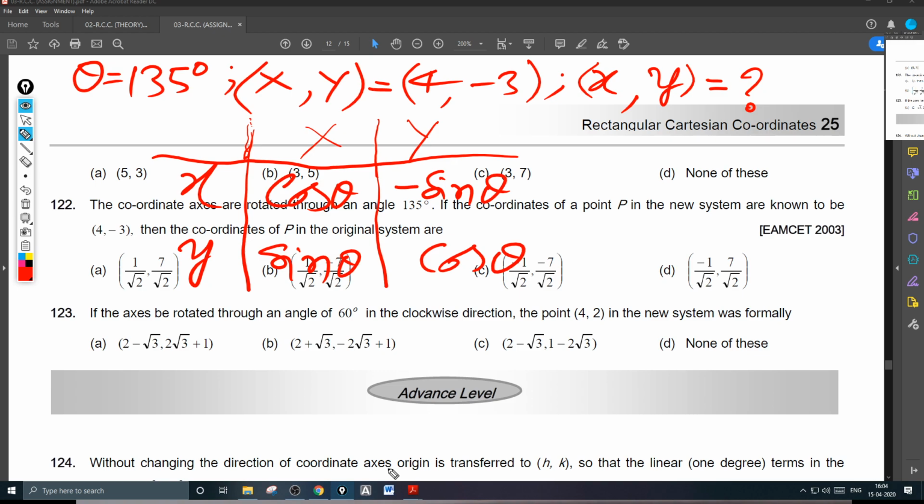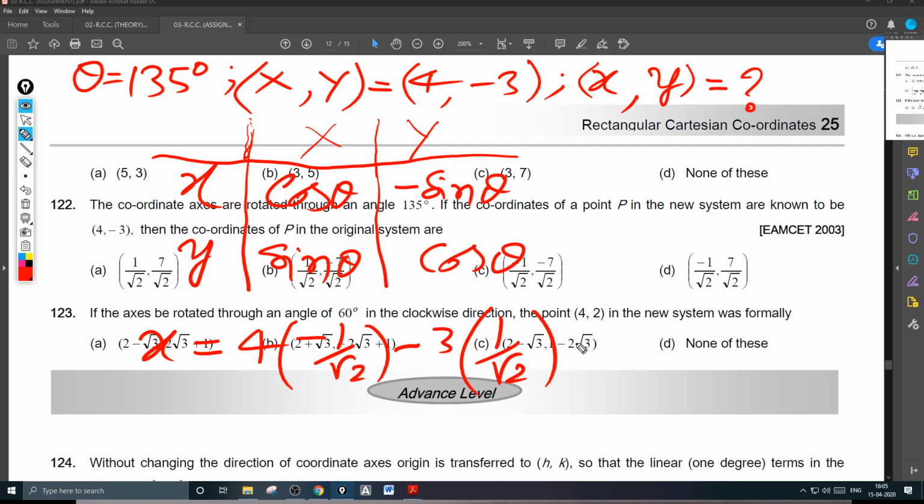Because the data is written, the formula is written, everything is written there. Answer D. Samegar answered this, answer D. Arun, are you trying it? Small x is equal to, what is capital X? 4 cos 135. Cos 135 is minus 1 by root 2, plus capital Y is minus 3 times sin 135, which is 1 by root 2.